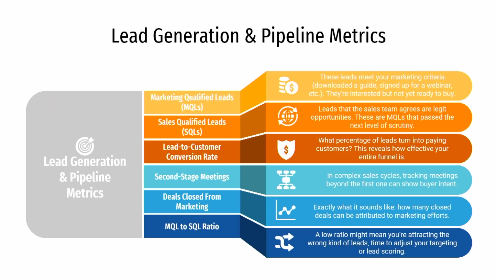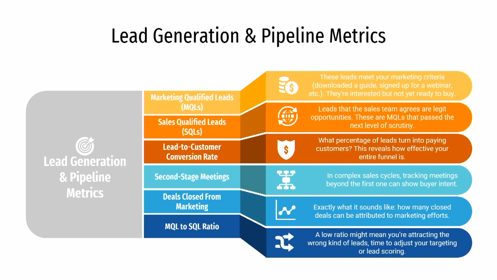Next one is the lead generation and pipeline category. There are multiple metrics associated with lead generation and pipeline. The first most popular one is marketing qualified leads. These leads meet your marketing criteria. Maybe they are identified because they downloaded a guide or signed up for a webinar. So, what do they refer to? They are potential customers. They are interested but not yet ready to buy your product. Probably they will further evaluate your product against your competitors, but they are still potential customers.